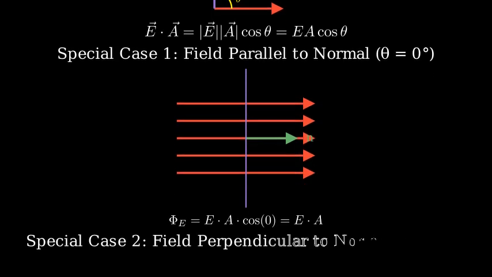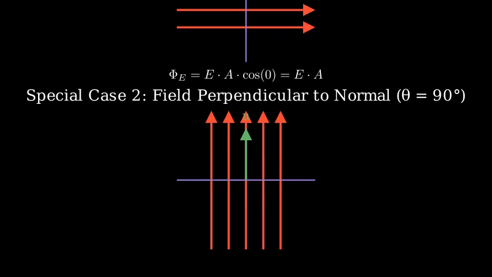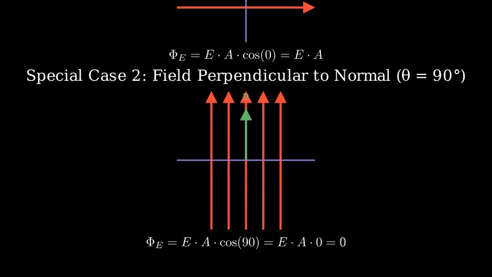Case 2. When the electric field is perpendicular to the normal, parallel to the surface, theta equals 90 degrees, and cosine of 90 is 0. The flux becomes 0. Phi equals E times A times 0 is equal to 0.